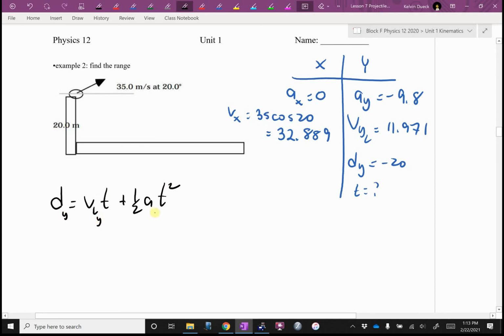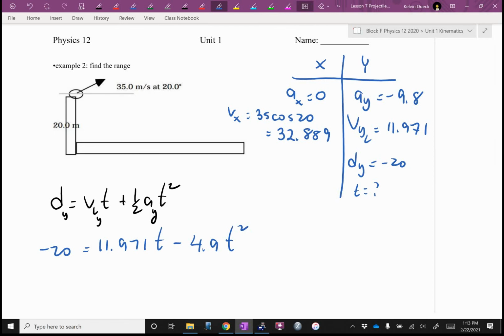Vertical dy, Vy, Ay. So I'm going to get negative 20 equals 11.971 t minus 4.9 t squared. AJ, where'd the negative 4.9 come from? I multiplied it by 0.5, yeah. Quadratic because it's got a squared. Make it equal to 0.